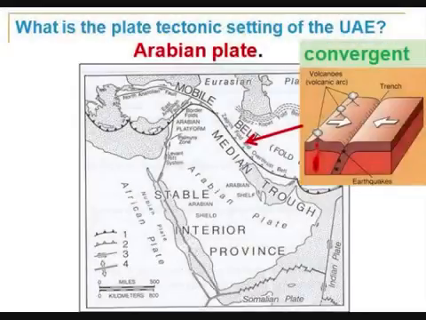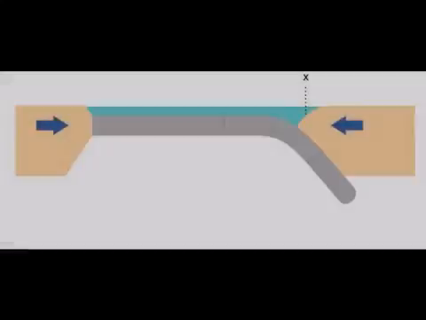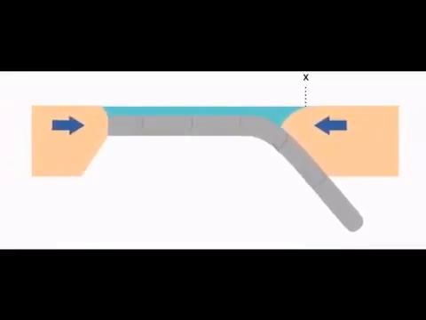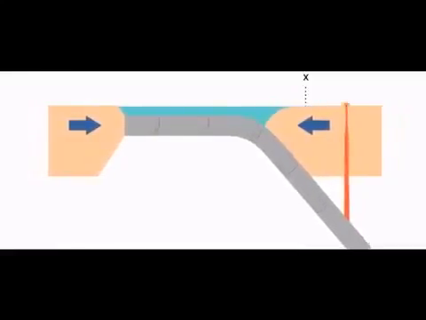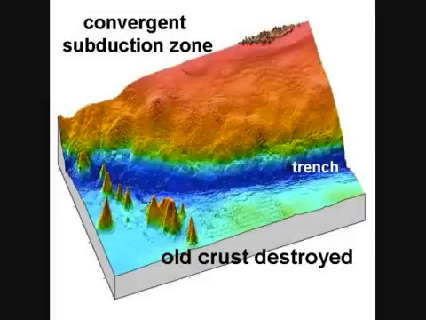Where the Arabian plate is moving into the Eurasian plate, we have convergent movement. As the Arabian plate moves into and under the Eurasian plate, the plate is slowly moving under Iran, producing the Zagros Mountains, which are being built as the Eurasian plate is lifted. The Arabian plate slips under the Asian plate and old crust will be destroyed, creating a trench.